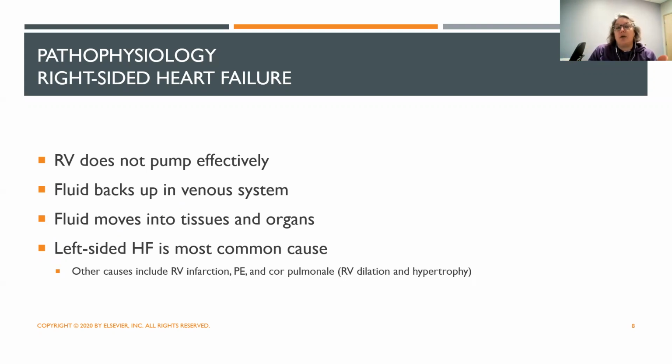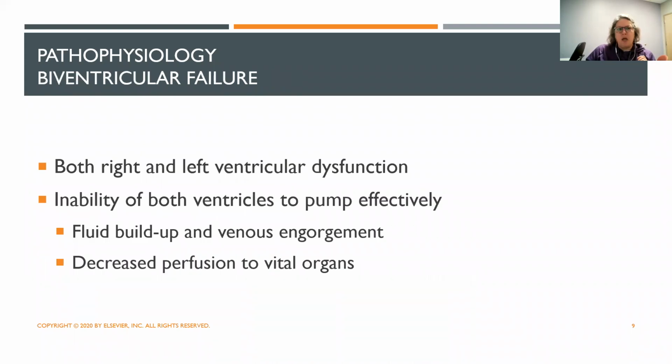Other causes can include right ventricle infarction, pulmonary emboli, and cor pulmonale, which is a right ventricle dilation and hypertrophy. So it's bigger and it's more muscular and is just not able to really squish all that blood through the lungs as what it needs in the pulmonary system. And then we can have biventricular failure where they both fail. That's the inability of both ventricles to pump effectively, fluid buildup, and there's venous engorgement, and there's decreased perfusion to those vital organs.